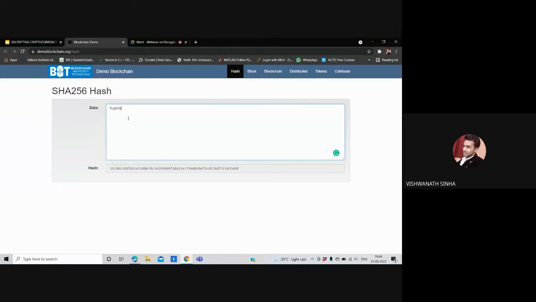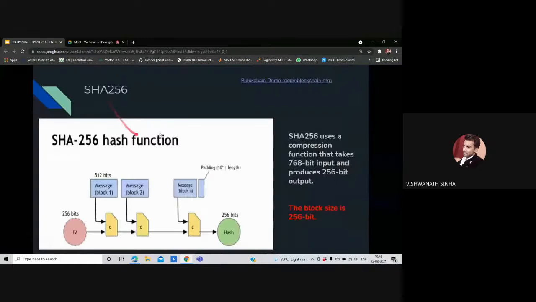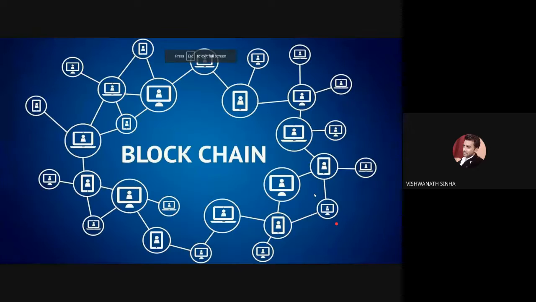So every message has its unique hash. You can put anything of any length, and you will get a hash of a particular length, as we just assumed, of 256 bits. So this is how SHA-256 works.